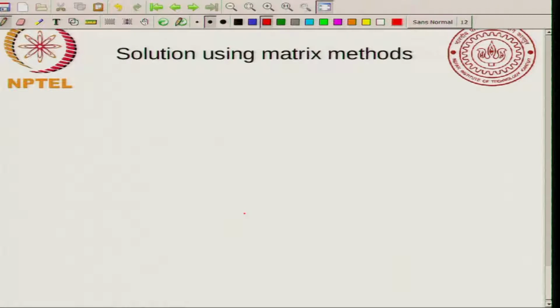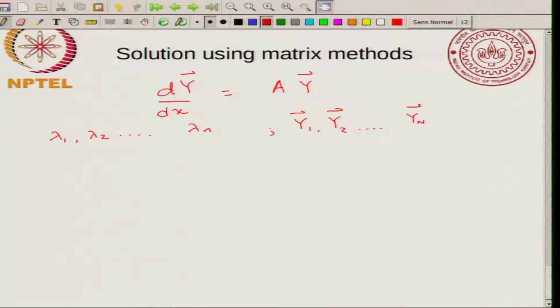Okay. So, what is the strategy? You have dy by dx equal to A times y. Okay. So, this was your equation and you get eigenvalues, let us say lambda 1, lambda 2 up to lambda n, and you get the corresponding eigenvectors y1, y2 up to yn. Okay. And then you can write your solution, your general solution.